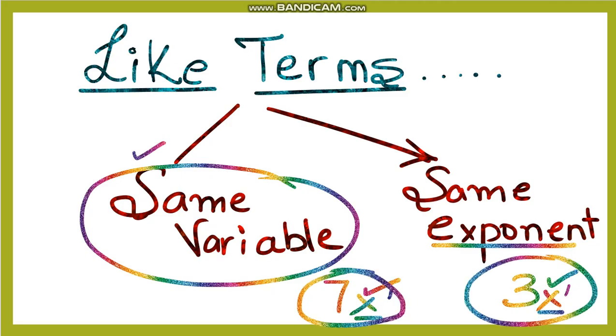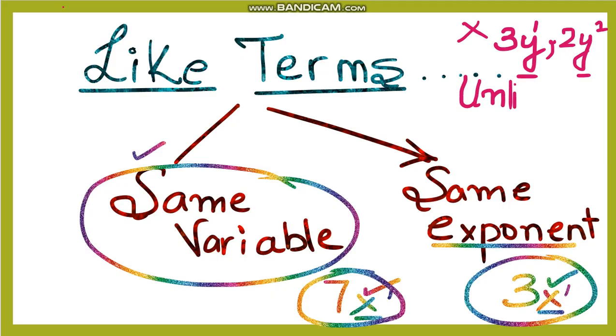If we want to try one more example, 3y and 2y square. Y and y, once again, we can say that they have the same variable. However, the exponent here is 1 and here is 2. So, are these like terms? No, they are unlike terms. Can we combine unlike terms? No, we cannot. In algebra, we can only combine like terms.